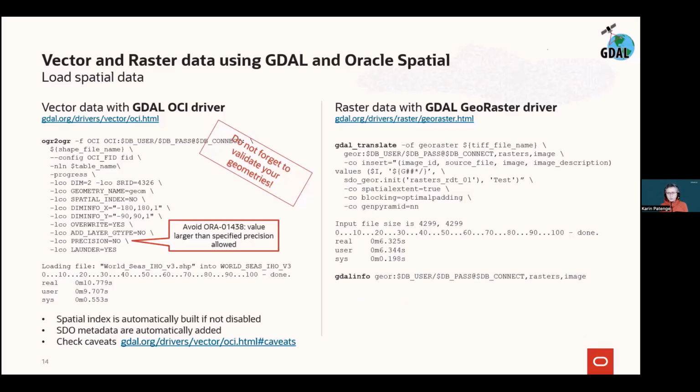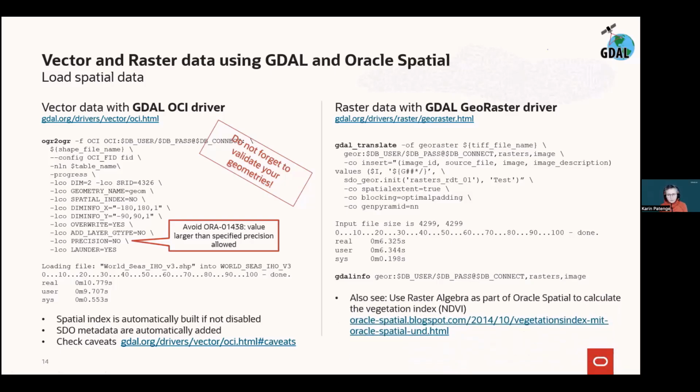And once you have the data loaded into the Oracle database, you can use GDAL info to directly connect to the database, check the raster image, the raster table and the raster data, and you get information about the raster data stored in the Oracle database. So by the same GDAL info call.